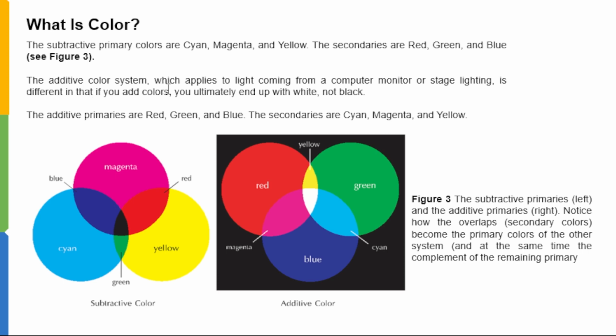The additive color system, which applies to light coming from a computer monitor or stage lighting, is different in that if you add colors, you ultimately end up with white, not black. The additive primaries are red, green, and blue. The secondaries are cyan, magenta, and yellow. Here, the subtractive primaries on the left and the additive primaries on the right. Notice how the overlapping secondary colors become the primary colors of the other system, and at the same time, the complement of the remaining primary.